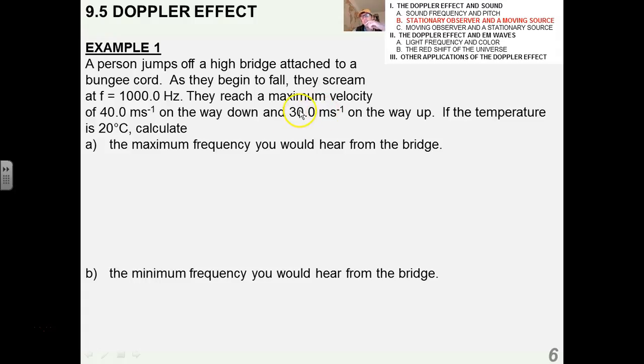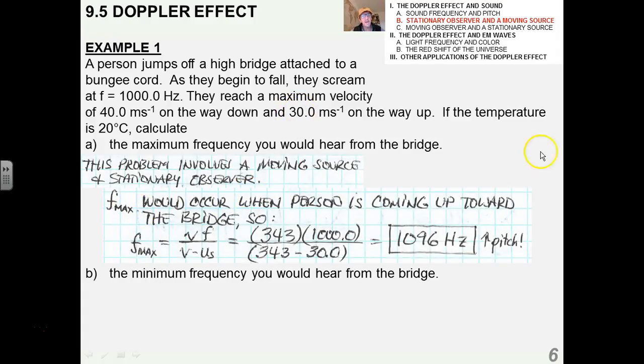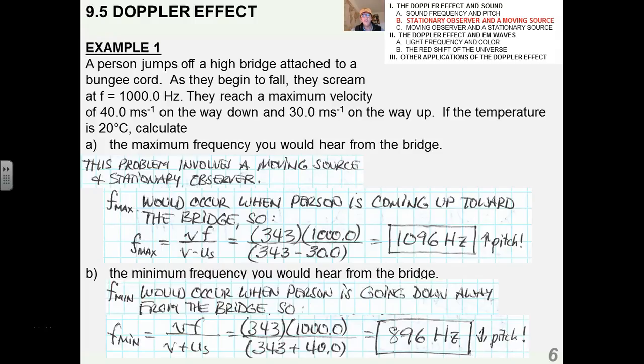So in this case, we have a source, which is the person's mouth screaming, that's moving relative to an observer that's not moving, okay? All right, so f max would occur when the person is coming up towards the bridge, right? So they tell you that is 30 meters per second on the way up. It's a simple application of this equation, and I get 1,096 hertz. So the pitch increases, the frequency increases when the person's shooting up towards you by 96 hertz, okay? The minimum frequency is when the person's going down, falling away from you. And that was given as 40 meters per second as the velocity, so that's 896 hertz. How cool is that? I love it, super cool.